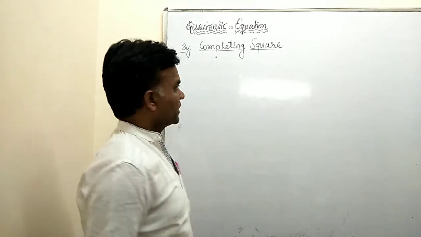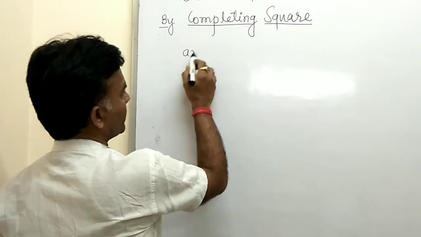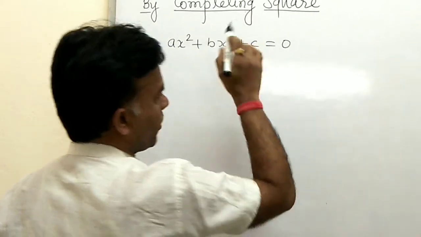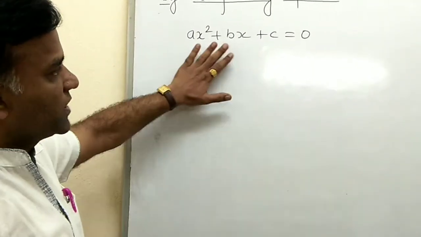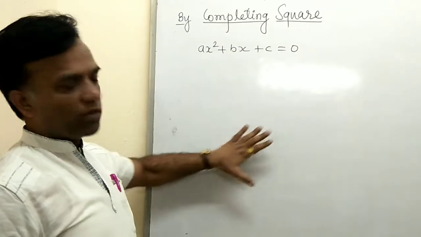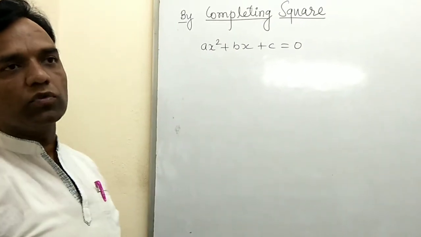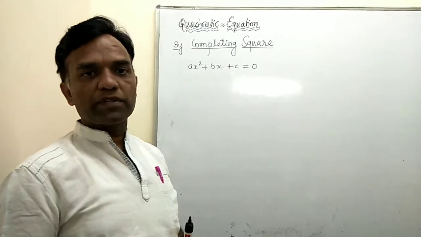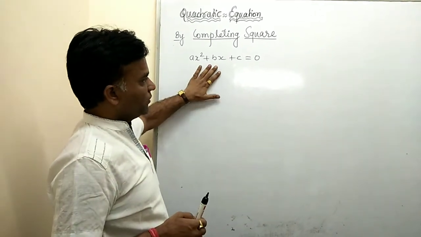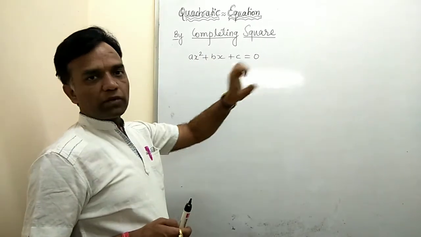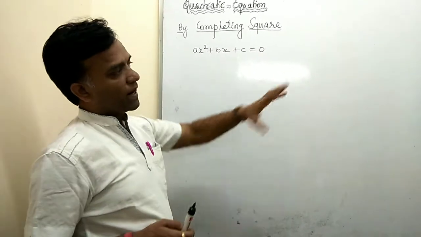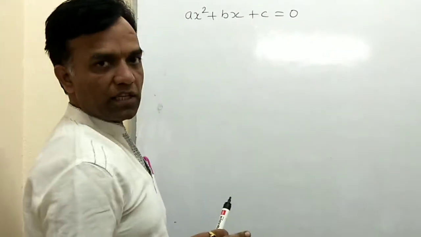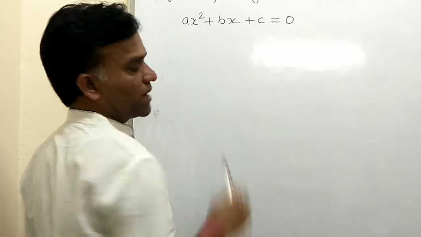Okay, now again we have the general equation, ax square plus bx plus c equal to 0. Any quadratic equation is given in this form. Now you write down the algorithm here, how you apply the method of completing the square in any quadratic equation, because now we have the general form, and you write down all the algorithms for any examples in the general form.